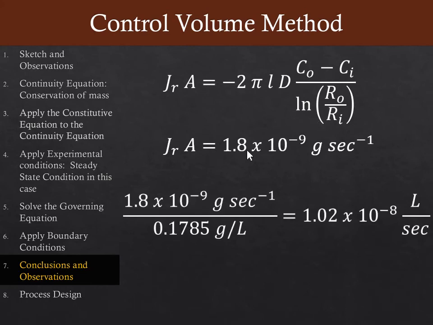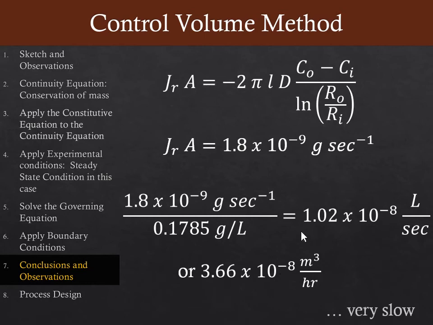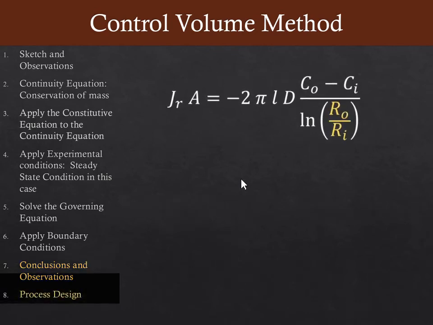Now the flux times area, if I go ahead and calculate that out, we're going to get 1.8 times 10 to the minus 9 grams per second. If we go ahead and divide that by the density, so grams per liter, we get 1 times 10 to the minus 8 liters per second, or about 10 to the minus 8 meter cubed per hour. That's what we were trying to get to. That's very, very slow. So even though it has 25 times the diffusivity of other gases, including hydrogen, the rate is still very slow. So what can we do to improve that?